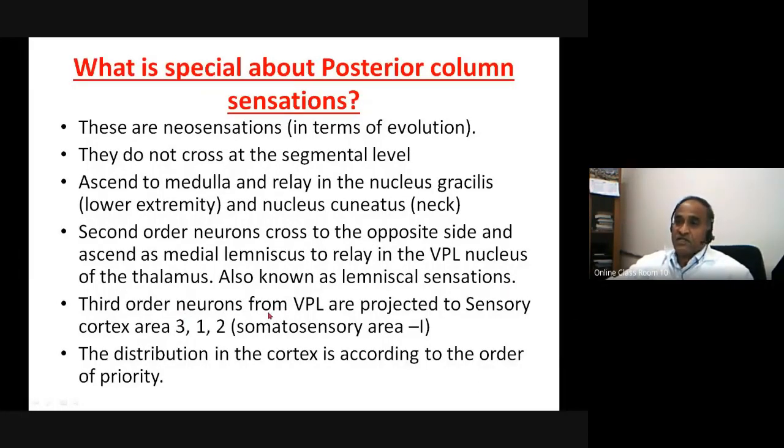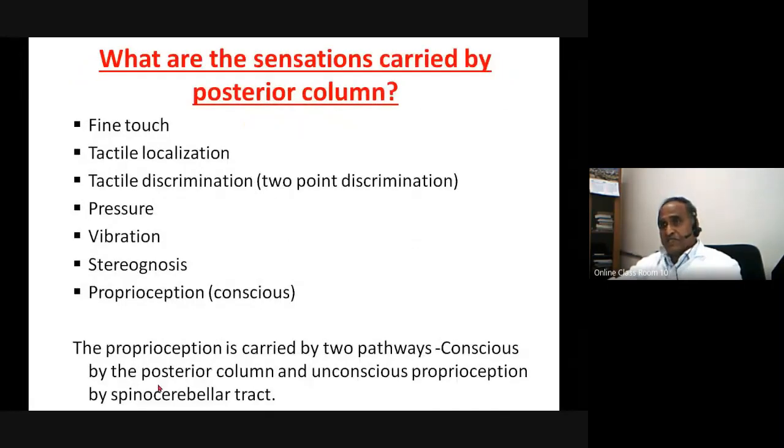Third order neurons from the ventero-posterolateral nucleus of the thalamus project to the sensory cortex, where they are analyzed precisely and there is a topographical representation, the distribution in the cortex according to the order of priority and functionality. That is the specialty of the posterior column sensations. Now, what are those sensations? Precisely, the question is, what are the sensations carried by the posterior column?